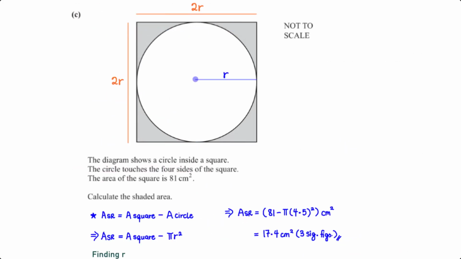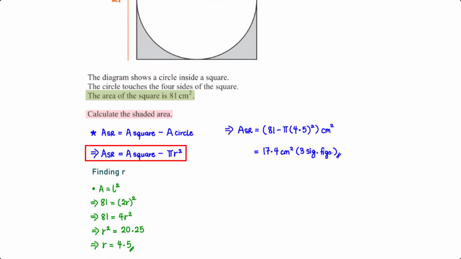The diagram shows a circle inside the square. The circle touches the 4 sides of the square. The area of the square is 81 centimeters squared. Calculate the shaded area. The shaded area is equal to the area of the square minus the area of the circle. We've already been given the area of the square, so we need to find the area of the circle, which is pi r squared. We've not been given the radius r of the circle, so that's what we are going to find.